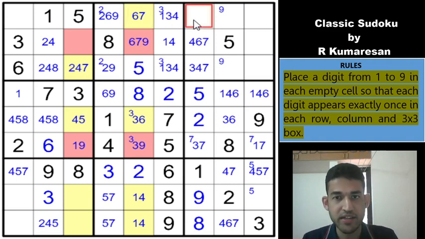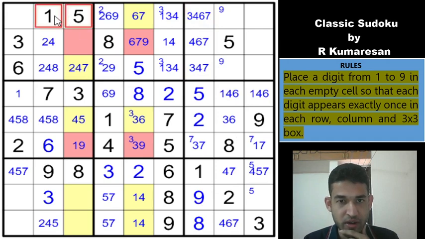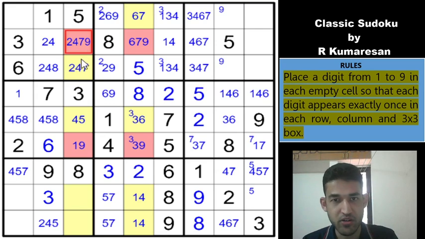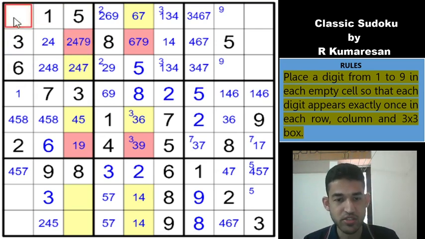Okay, I will start writing some more candidates, guys. Maybe that is what we are supposed to do here. This would be 3, 4, 6, 7 for the column. 1, 3, 5, 6 and 8. This would be 2, 4, 7, 9. Okay. So 1, 3, 5, 6 and 2. So this would be 4, 7, 8, 9.